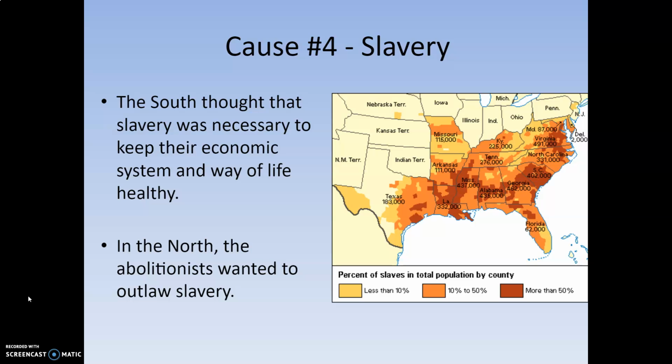In Texas, you can see that the area where Austin's colony was located was probably one of the largest concentrations of slaves in Texas.